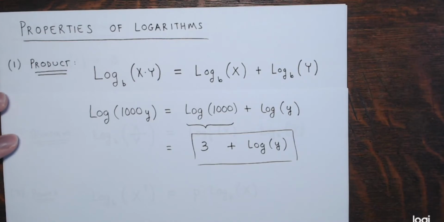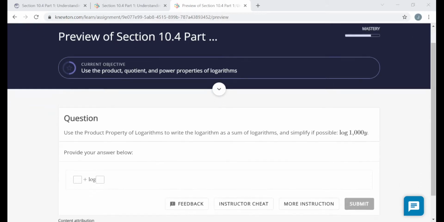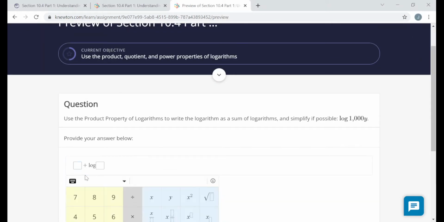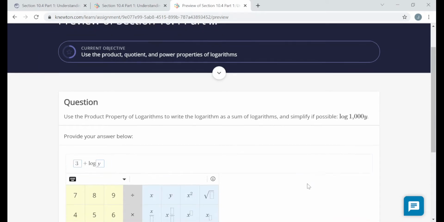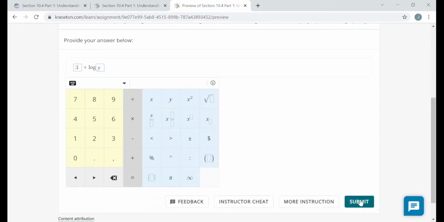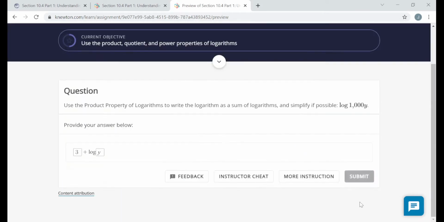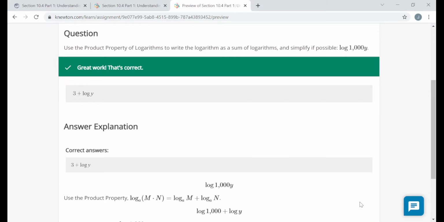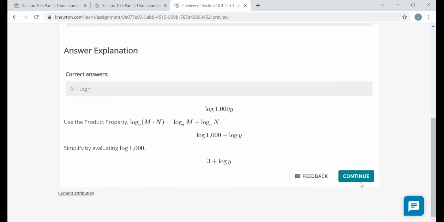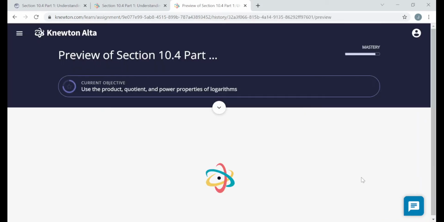So back in the assignment, I'm filling in the first part, which doesn't have a log, it's just 3. That was the log of 1,000, which is 3, plus the log of y. Just entering y as the argument for that second term. Great. Alright, and then this should be the final question.